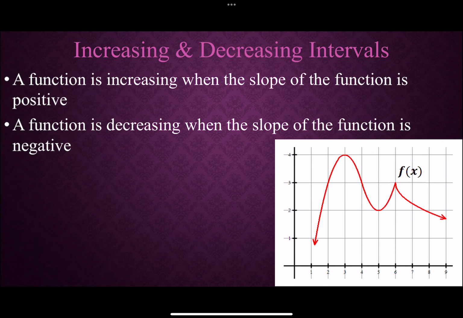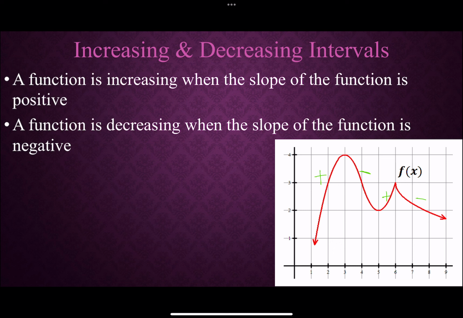Now, where this all is leading to, and we'll discuss again in more detail in 5.3, but the idea of increasing and decreasing intervals. A function is increasing when the slope of the function is positive. So you can see that right here from 1 until we get to like 3, we've got a positive slope. But then we got a negative slope after that, that's where the function is decreasing. And then a positive slope, and then a negative slope.